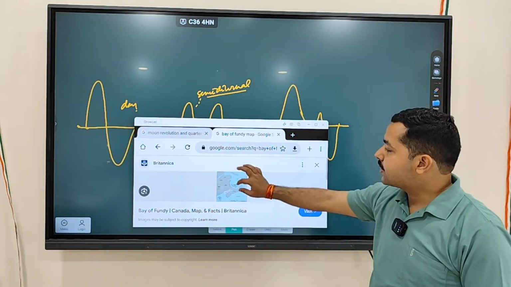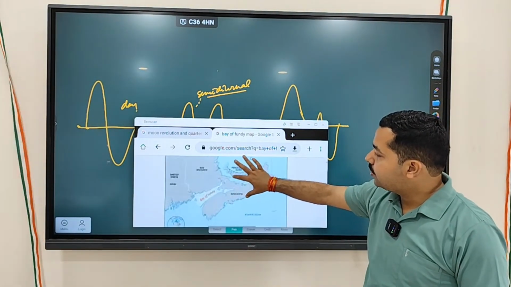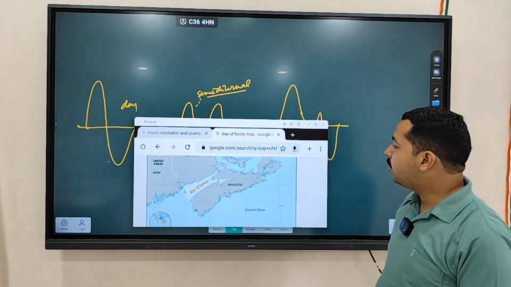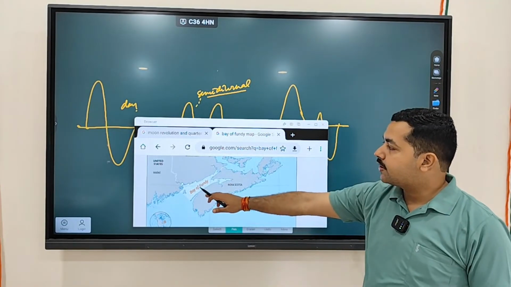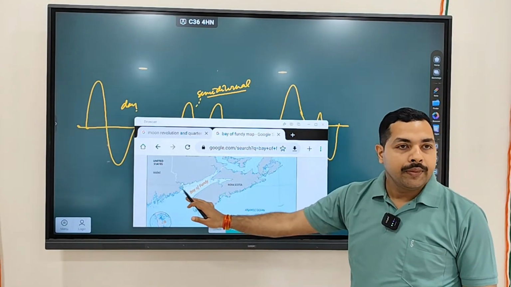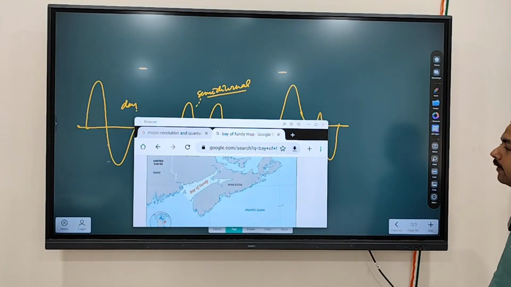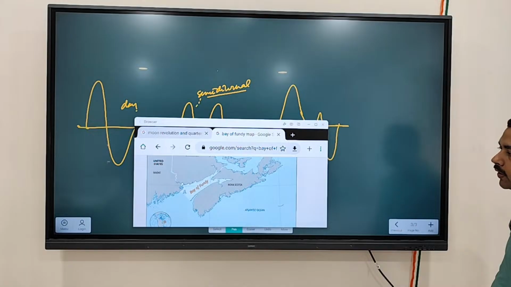You can see this is your Bay of Fundy. This region is referred to as the Bay of Fundy. Clear? This is written as Bay of Fundy. Clear? Fine. So why will this Bay of Fundy have more amount of tide?